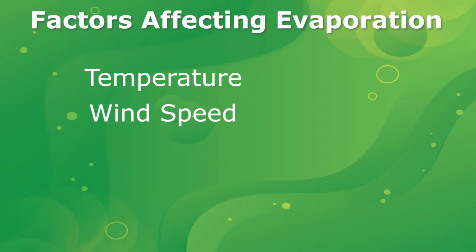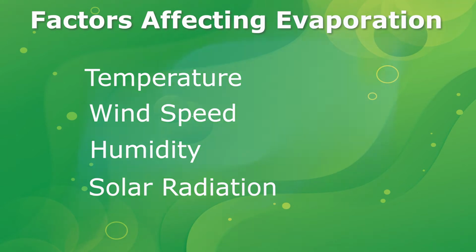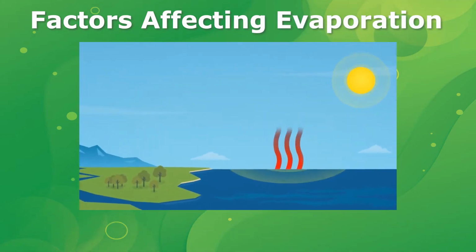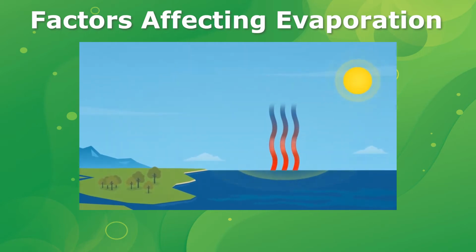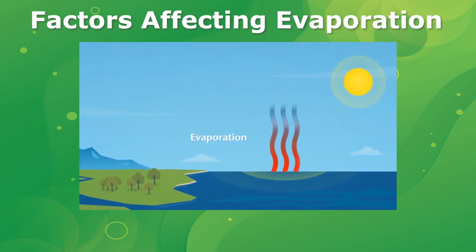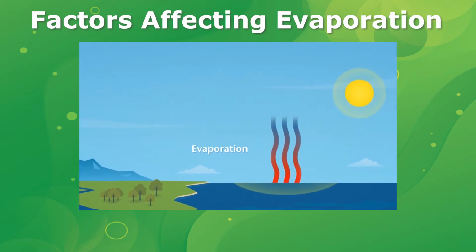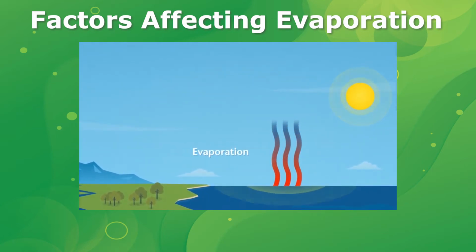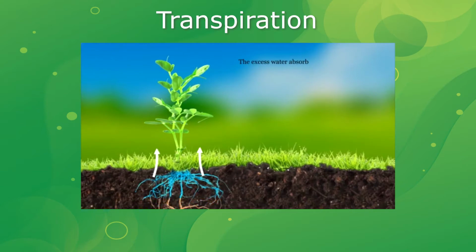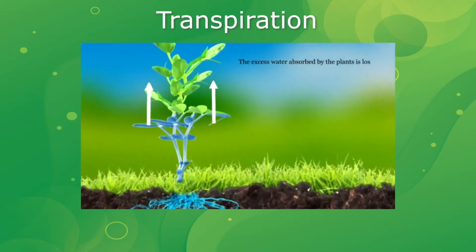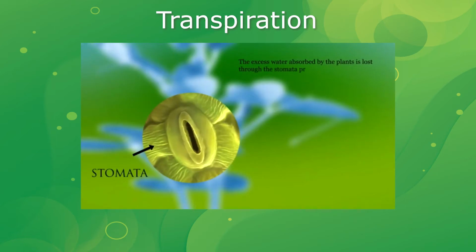The main factors affecting evaporation are temperature, wind speed, humidity, and the most important, solar radiation. The principal source of water vapor is the oceans, but evaporation also occurs in soils, snow, and ice. Transpiration is the evaporation of water through minute pores called stomata in the leaves of plants.